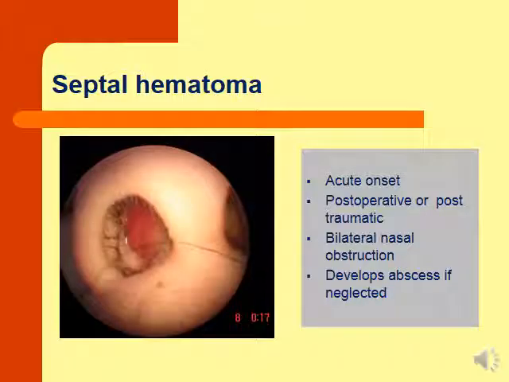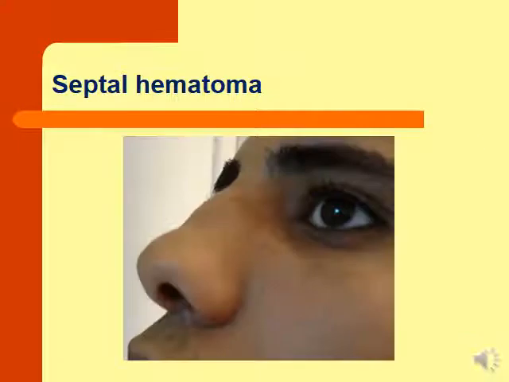As I have said before, this is the septal hematoma. It's a midline structure. Usually it follows trauma or sometimes surgery, like septal surgery. You will have a sudden or acute onset bilateral nasal obstruction. If you neglect this septal hematoma, it can become infected, leading to an abscess. The abscess will lead to cartilage erosion, and we will have this saddle-shaped deformity, or saddle nose deformity, which is the complication of a neglected hematoma.